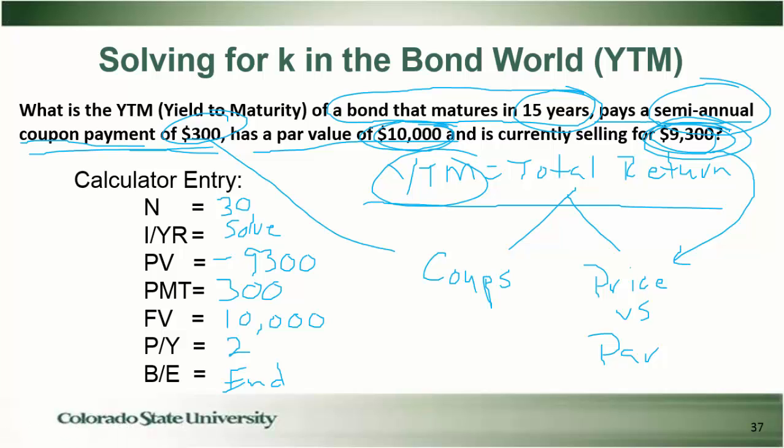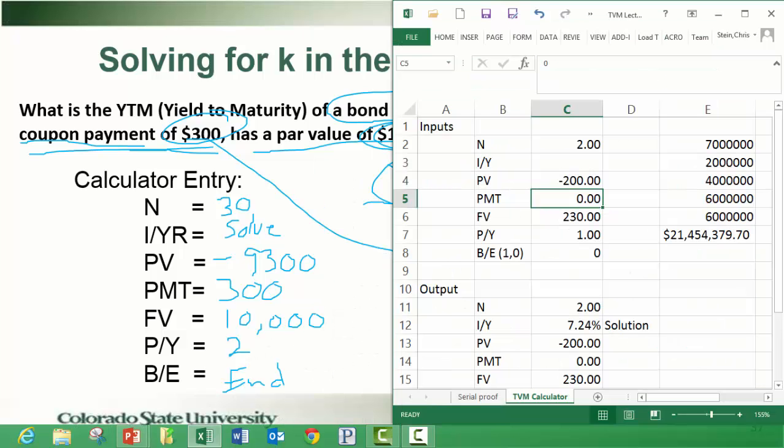Well, in this case, let's check and see what that is. On my Excel calculator, my N is 30. My periods per year is 2, because these are coming semi-annually. Payments, I'm getting $300. I'm also getting $10,000 at the end, and I'm paying $9,300 today. And you know what? I got the wrong future value. That's $100,000. $10,000. There's my solution.